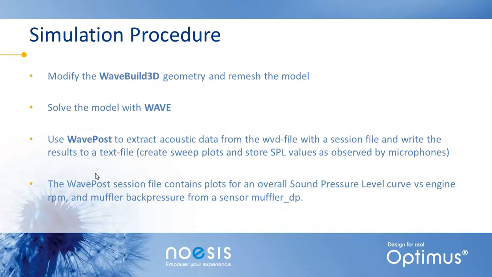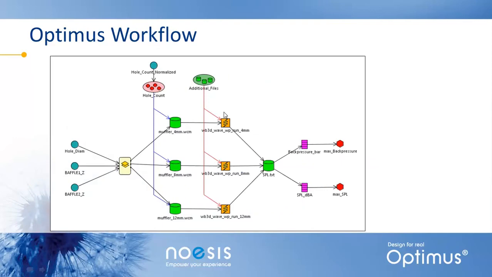The simulation procedure starts by modifying the 3D wave geometry and remeshing the model. This model will be solved with the WAVE Acoustic Solver, and afterwards WAVE Post will be used to post-process the results and to create the SPL and back pressure curves. This translates into the following Optimus workflow, where we have as input parameters the hole diameter and the baffle positions.